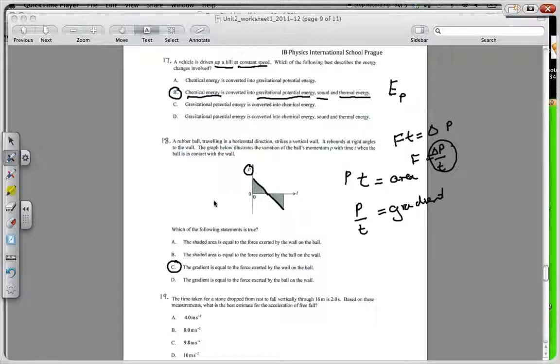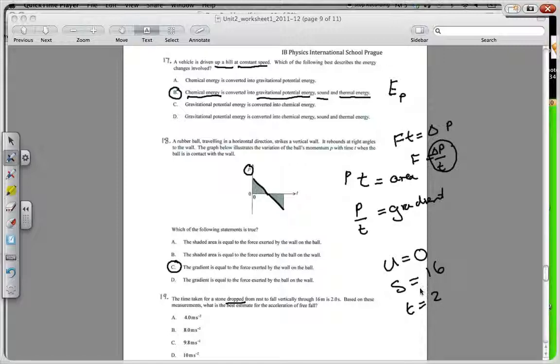Okay, going on to 19. The time taken for a stone dropped from rest to fall vertically 16 meters is 2 seconds. Based on these measurements, which is the best estimate for the acceleration of free fall? Because it was dropped from rest, we know that our U is equal to 0. We have our S is equal to 16 meters. We have our time is equal to 2. Which formula would be best?